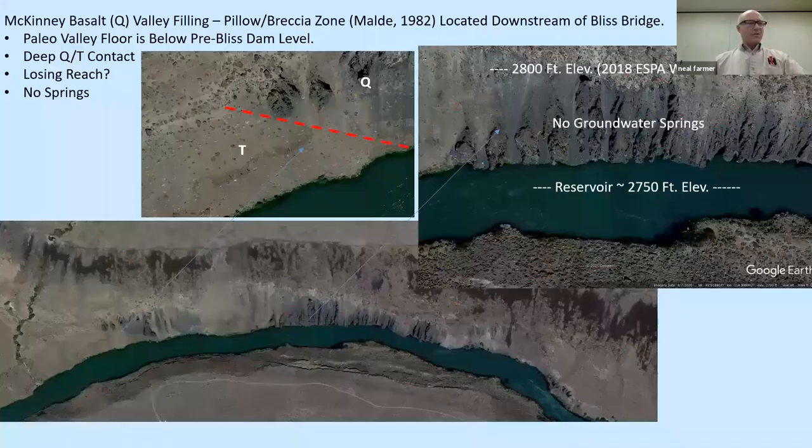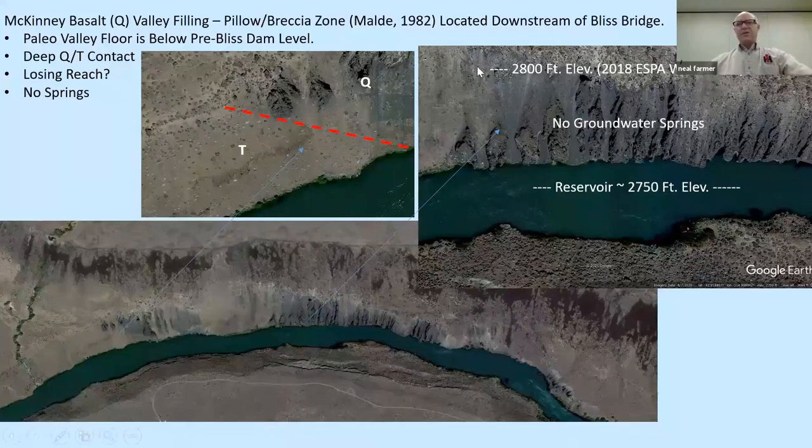So Maldi found a buried canyon, that ancient canyon that was filled with McKinney basalt, which is only 50,000 years old roughly. And this is the location of that canyon filling basalt with a lot of great thickness of brecciated pillows that go right down to the Bliss Reservoir water surface. This is the QT contact with the older brown colored basalts in here, of tertiary age, and then the younger quaternary age of the McKinney basalt.